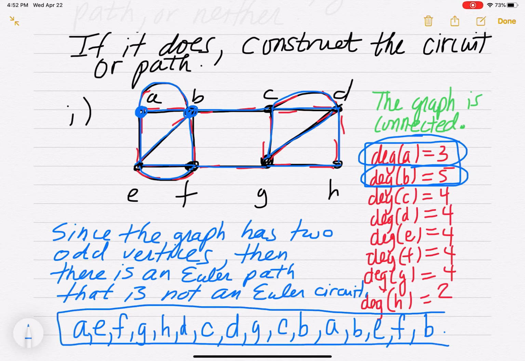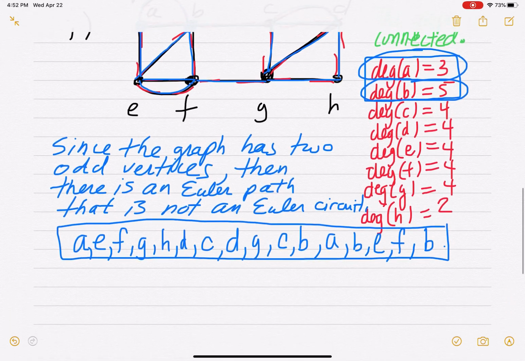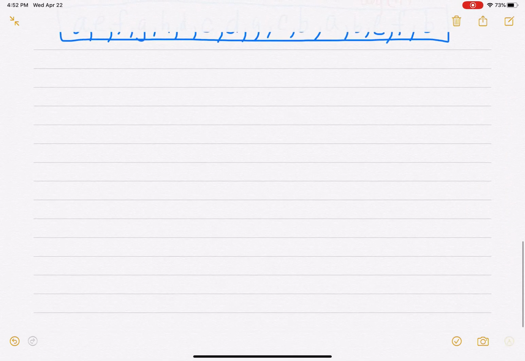That's not an Euler circuit, right? We ended in a different spot than we started. So you're going to end on one odd degree vertex and begin on one odd degree vertex. That's what's going to happen when you have an Euler path. It's not an Euler circuit. Now, if you have an Euler circuit, you're going to start and end on the same vertex. All right, let's do another example.